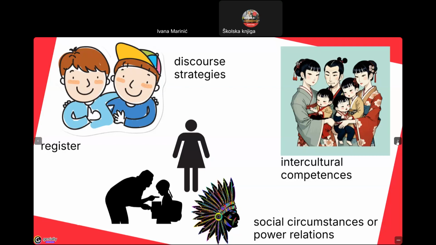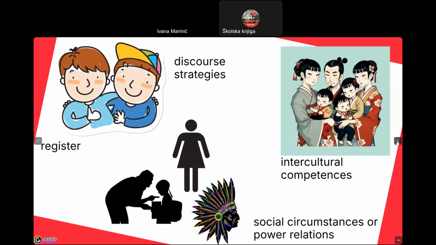It also discusses different social circumstances or power relations in the study of language, like what are the things that we say that actually discriminate against other people, and we are not aware of that. Today, we are quite aware of these things, but in the past, we were not so aware of this fact. So these are also some things that are incorporated in teaching speaking.